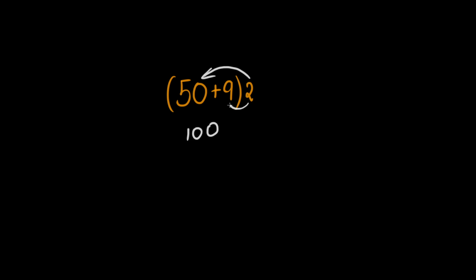There are many ways to think about the distributive property. I'm going to teach you with how multiplication is just repeating addition, right? So with the distributive property we just say, oh, 2 times 50 is 100, and 2 times 9 is 18, and the answer is 118. Cool, that's basically the distributive property.